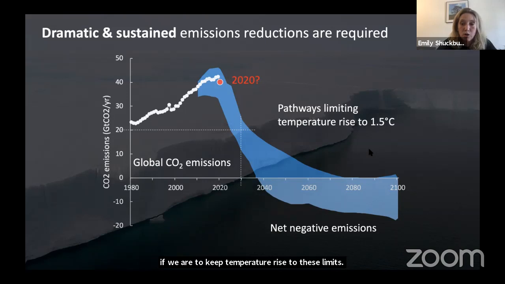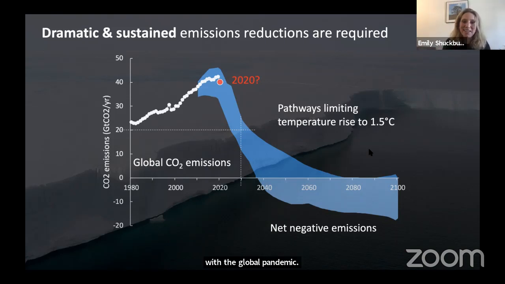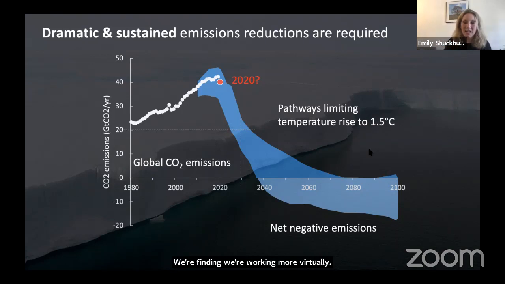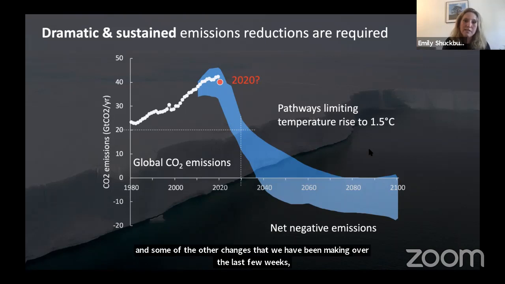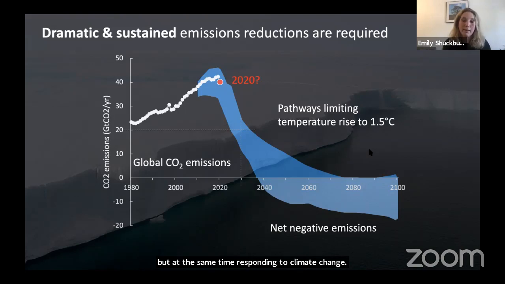The transformational change that is required is really very substantial. And this is where I think there is possibly an opportunity for good to come out of what is a very dismal global circumstance we find ourselves in with the global pandemic. This lecture itself is happening virtually, and well, we'll see whether you think that this has been a good way to communicate to the world about this subject. But we're all finding that we're working much more virtually. If we can manage to encourage and incentivize virtual working behaviours and some of the other changes that we have been making over the last few weeks, then perhaps we can find ways of actually improving our lifestyles in many ways, but at the same time responding to climate change as we move out into the world beyond this current global pandemic crisis.